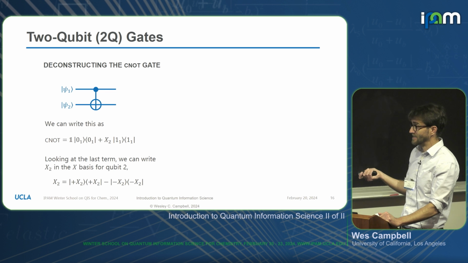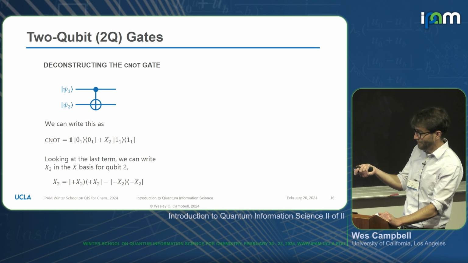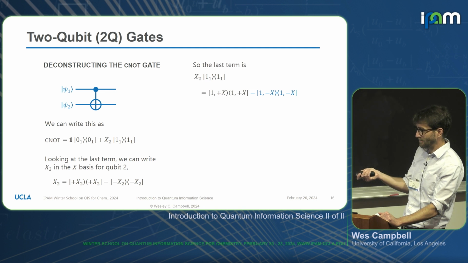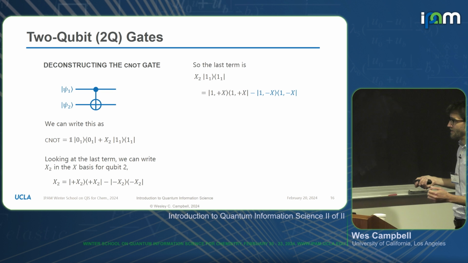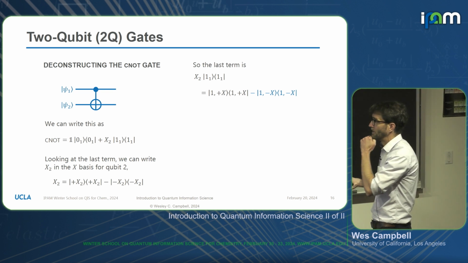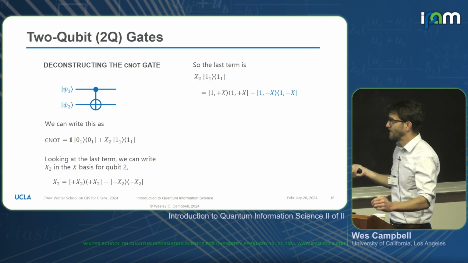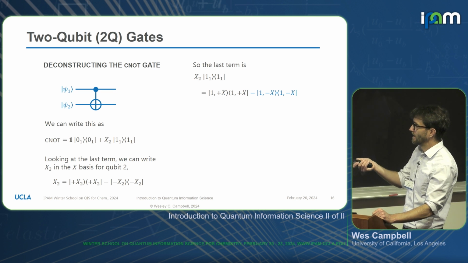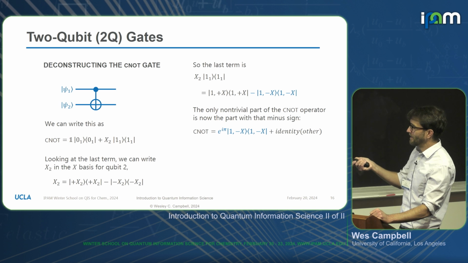Okay? So this is what the X operator looks like in the X basis. It looks a whole lot like the Z operator looks in the Z basis. Okay? It's the same thing, but it might take you a little while to get to that point, but it is the same thing. Okay? The very last term there, this x2 times 1, 1, we can write it in the x basis in this form. And this blue part here is kind of the only non-trivial part. This is the part that gets a minus sign.